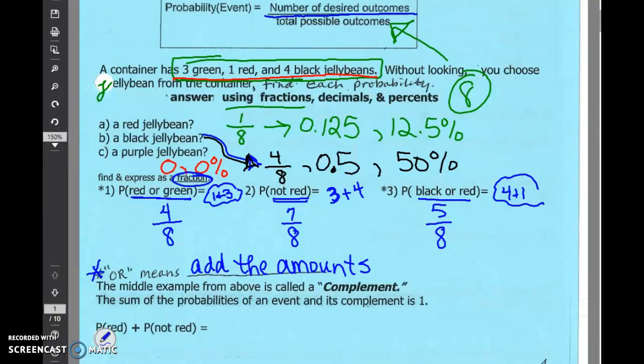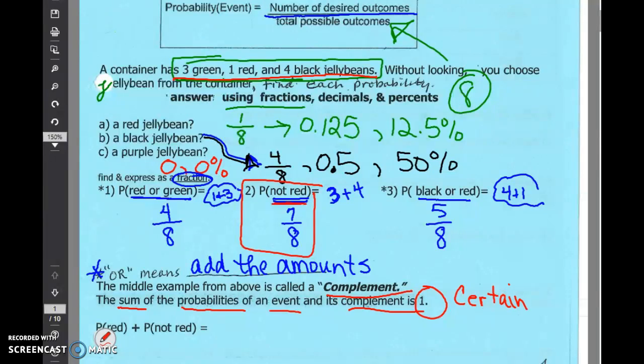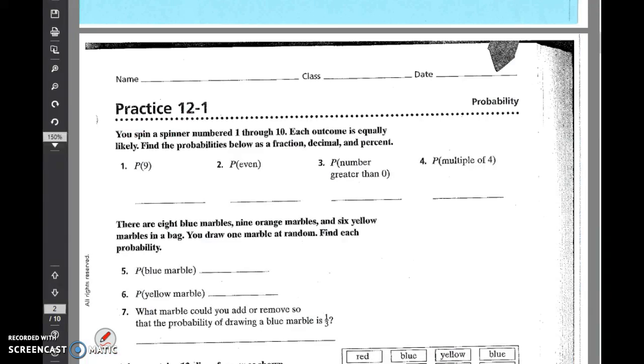This middle example here from above with the word not, that is called a complement of an event. And by the way, if you were to add the probabilities of an event with its complement, you will get a certain number, and that number is 1, a certain event. So let's try it here with our probability of red followed by probability of not getting red.